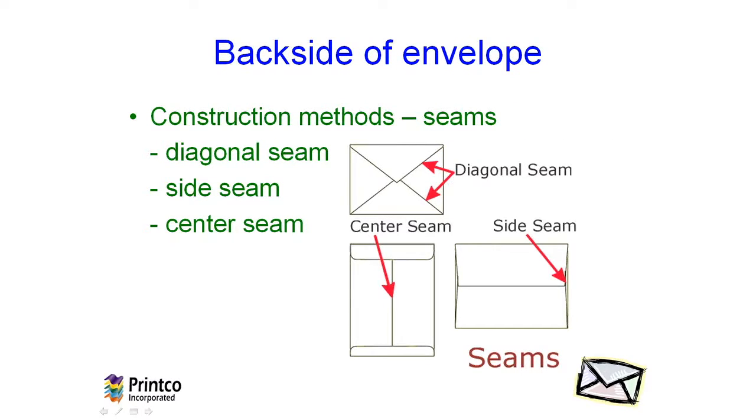The backside of an envelope tells how it was constructed or manufactured. There are three common methods that I will discuss today: diagonal seam, side seam, and center seam. Depending on how the envelope is used, that may dictate what seam to use.